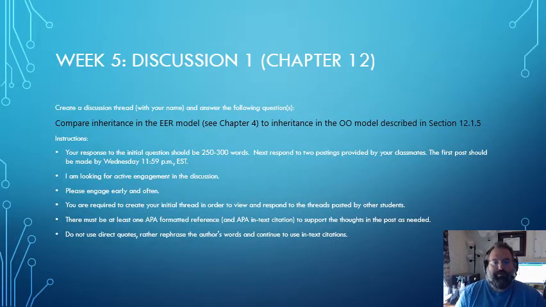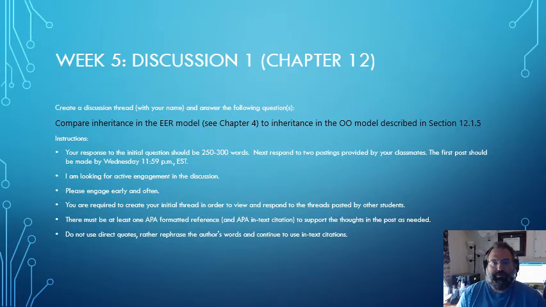For the first discussion, which is around chapter 12, you should talk about inheritance in the ER model, chapter 4, and compare that to the inheritance in the object-oriented model described in section 12.1.5. Make sure that you respond to that prompt with 250 to 300 words, including at least one citation. That is due, the initial post, by Wednesday at midnight. Then by the end of the week, ensure that you've responded to 2 of your classmates in a constructive way, building on the conversation.